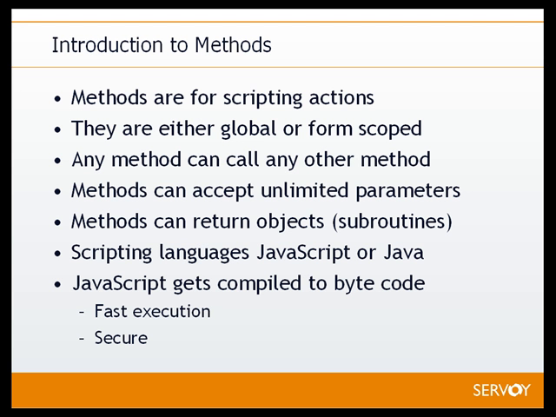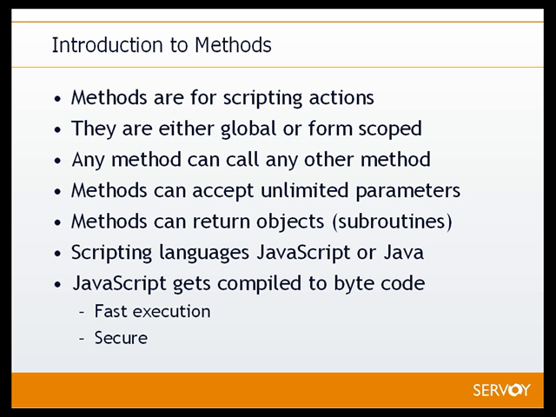Methods are used for scripting actions, and they can be attached to buttons, they can be attached to events, and they can be attached to almost anything in Servoy. They are either globally scoped or scoped via a form, but don't worry, you can call any method from any other method. Methods can also accept an unlimited number of parameters, and they can optionally return objects so that you can use methods and reuse them as subroutines.